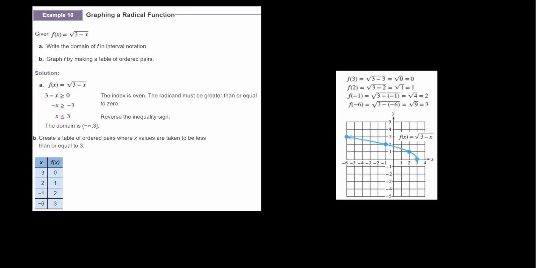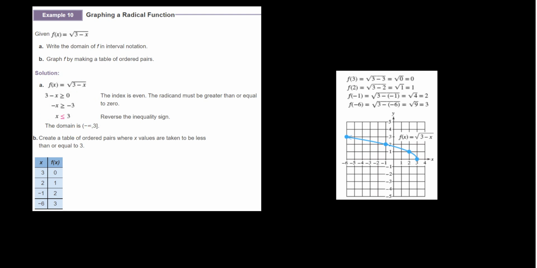Oh, I guess I could have written the domain. Okay, well, it's here now. So this reads, given f of x equal to the square root of 3 minus x, we need to write the domain of f in interval notation. So again, we take what's inside the radical, 3 minus x, and set it greater than or equal to 0. We solve for x, and we end up with x is less than or equal to 3, and therefore we can write the domain as negative infinity to 3.